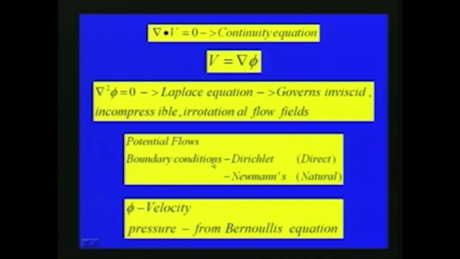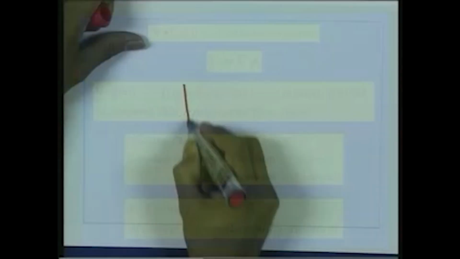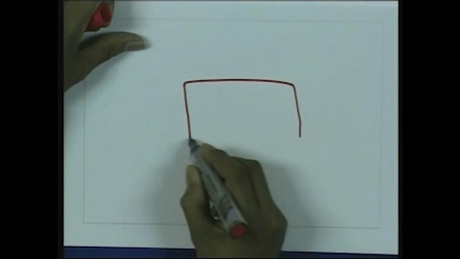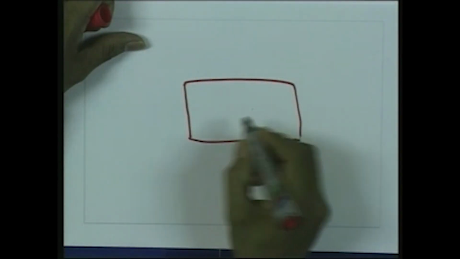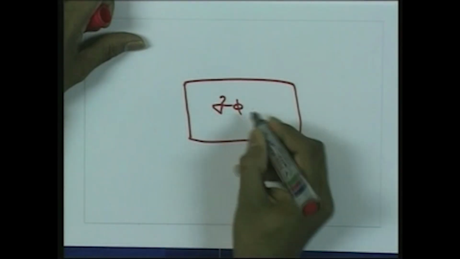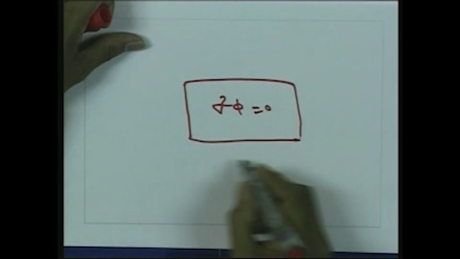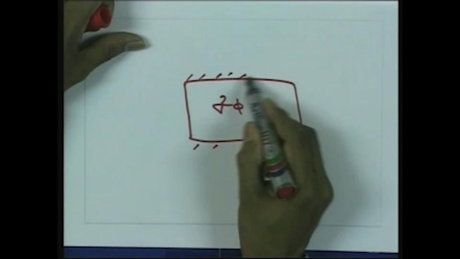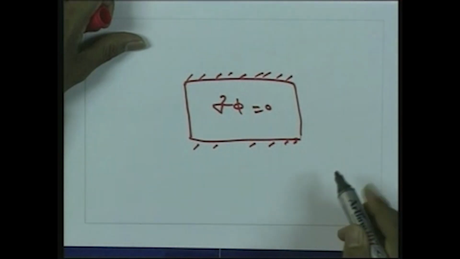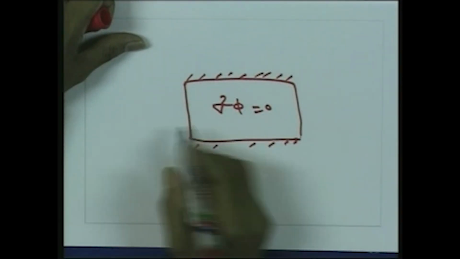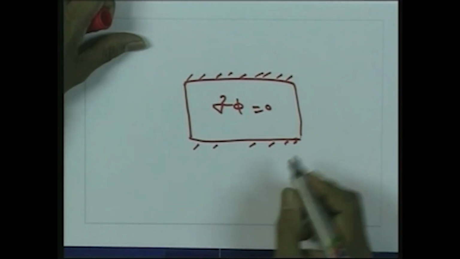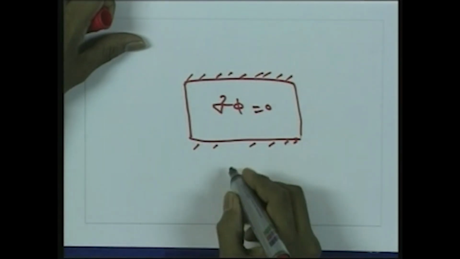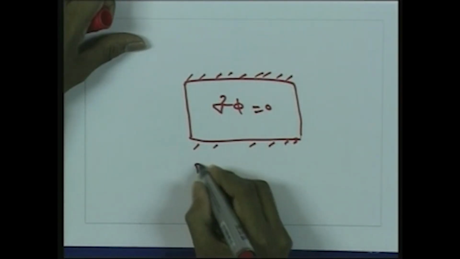So for this type of flow, consider any domain where we are considering potential flow. The given equation is del square phi is equal to 0, and say for example you consider the flow in a homogeneous isotropic aquifer system like this. Then we can have two types of boundary conditions. So now the given equation is defined and we can have two types of boundary conditions.